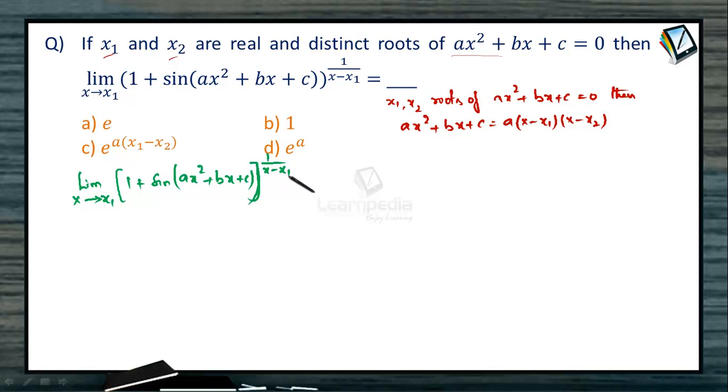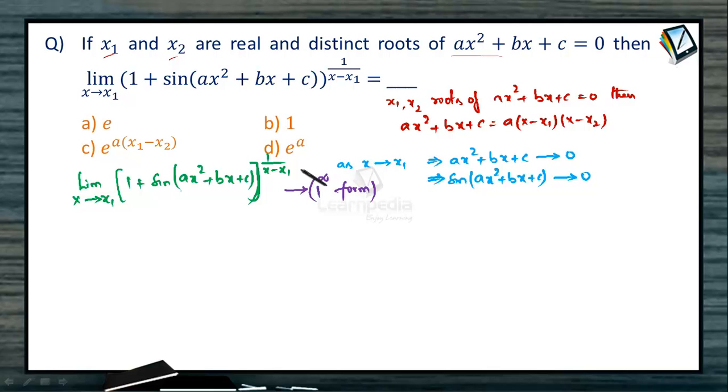The limit as x tends to x1 of (1 + sin(ax² + bx + c)) raised to the power 1/(x − x1). If you look at the base, as x tends to x1, the value of ax² + bx + c would tend to 0, because x1 is a root of the quadratic equation given. As ax² + bx + c tends to 0, sin of ax² + bx + c would also tend to 0. Then how is the base of this expression given? 1 plus 0.